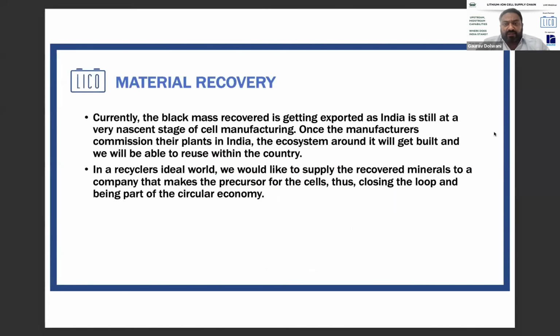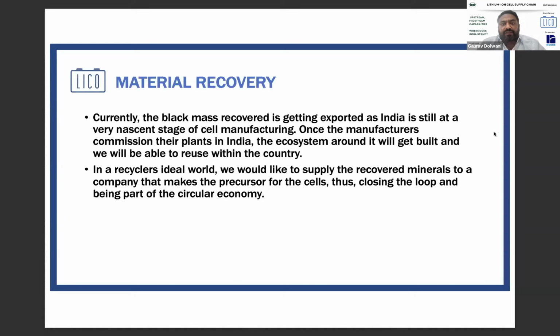Currently, the black mass recovered in India is getting exported. And this is due to us being in a very nascent stage of cell manufacturing. Once cell manufacturers commission their plants in India, the ecosystem around it will get built, and then we will be able to reuse those cells and those batteries within the country. As of now, as you know, they just spoke before me saying that we are 2.5 years away from cell manufacturing from the PLI scheme awardees as well as independent cell manufacturers.